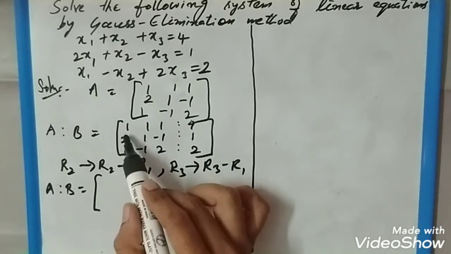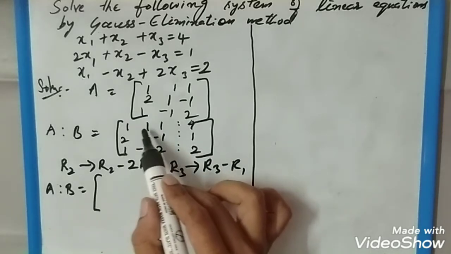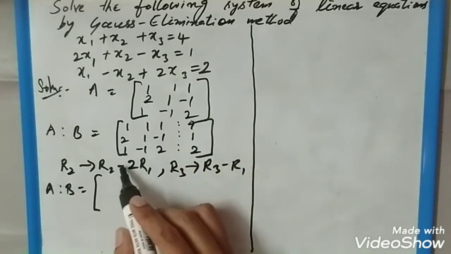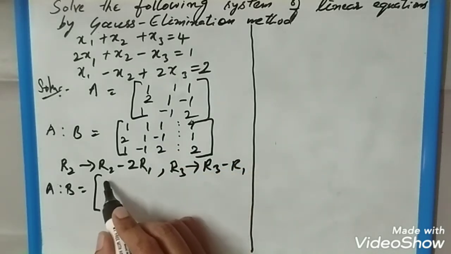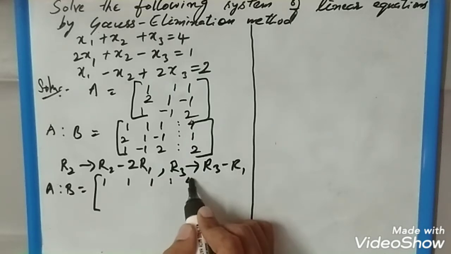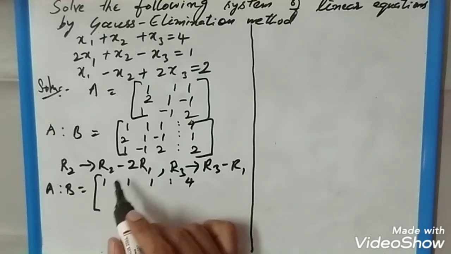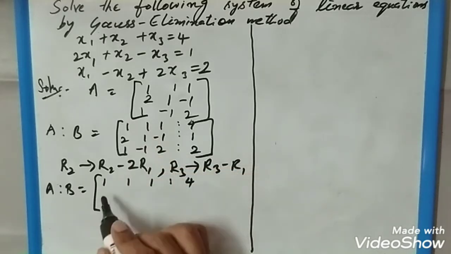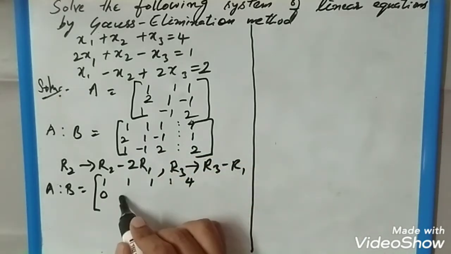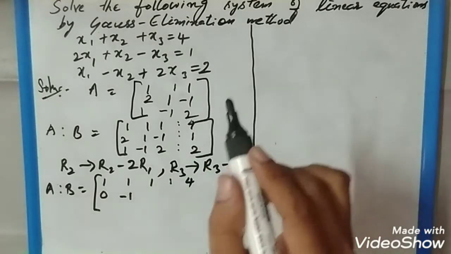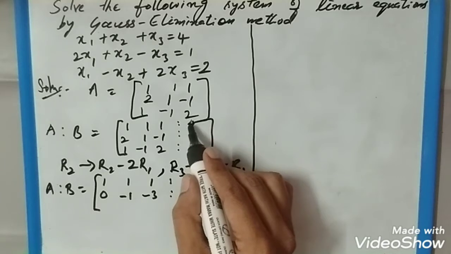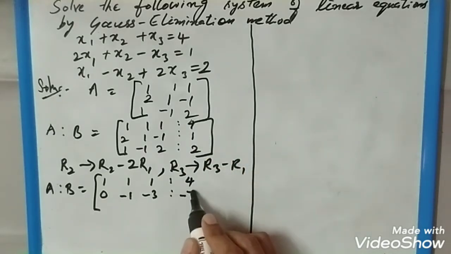2 R1 multiplied with the minus sign gives minus 2, minus 2, minus 2 and minus 8. So now you subtract. The first row stays as it is: 1, 1, 1, 4. The second row becomes 2 minus 2 is 0, then 1 minus 2 becomes minus 1, and minus 1 minus 2 becomes minus 3. Then 1 minus 8, because 4 twos are 8, so it becomes minus 7.